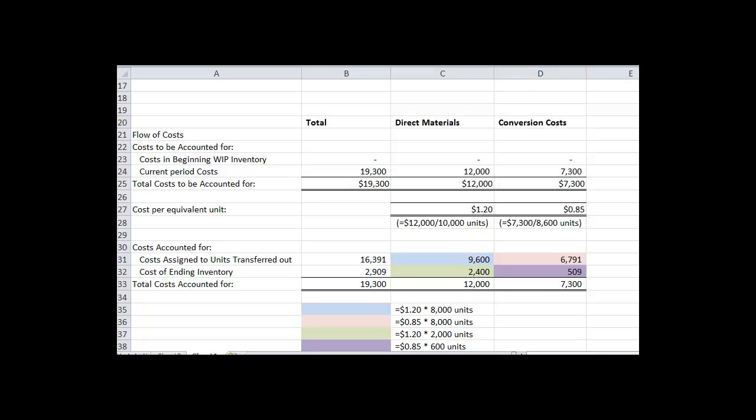Then the total current period costs must be divided by equivalent units to determine costs per equivalent unit. This is where we take the total cost to be accounted for and divide that by the equivalent units for both the direct materials and conversion costs.